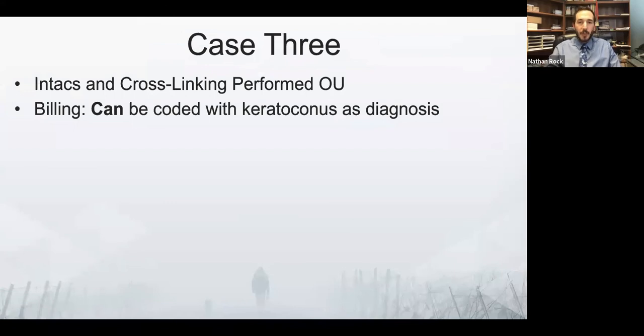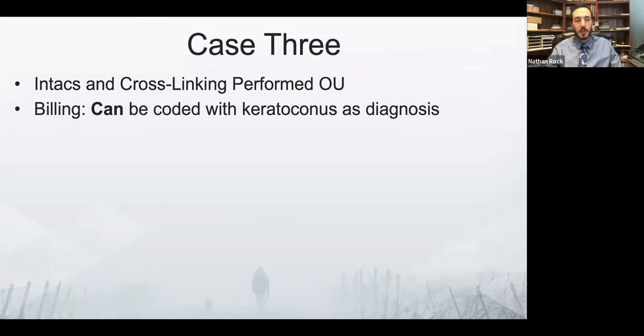For case 3, we decided to stabilize the cornea with both Intacs and corneal cross-linking. This can be submitted, of course, with a diagnosis of keratoconus. We usually will definitely perform cross-linking on all patients with ectasia that are symptomatic, and if they're progressing, insurance usually requires at least some mild form of progression to cover.